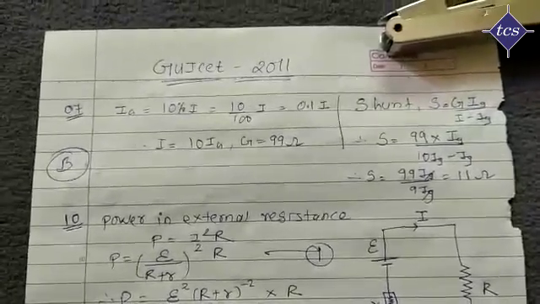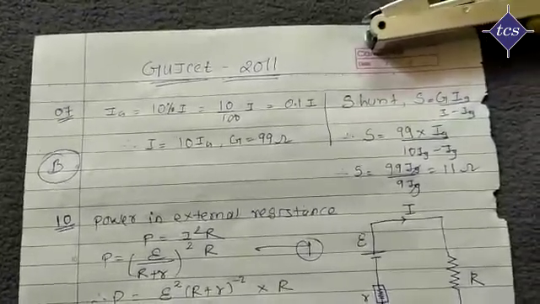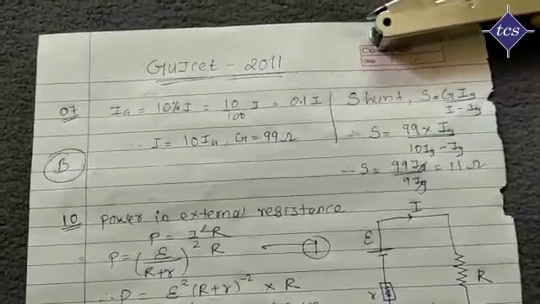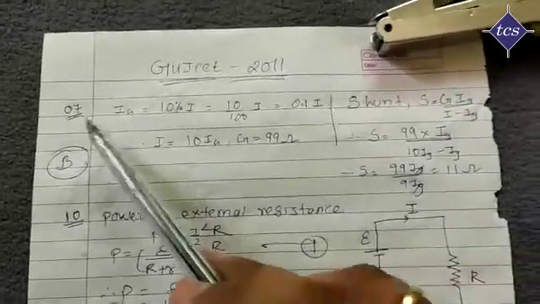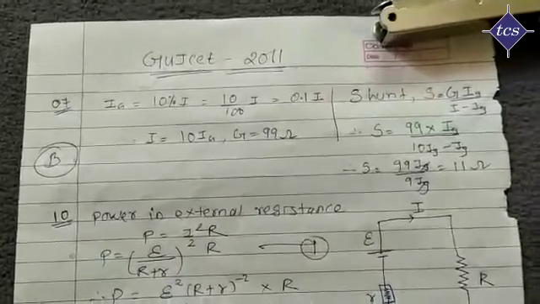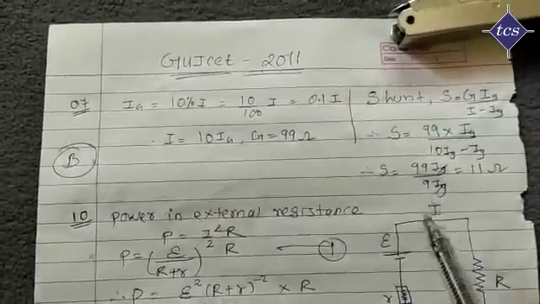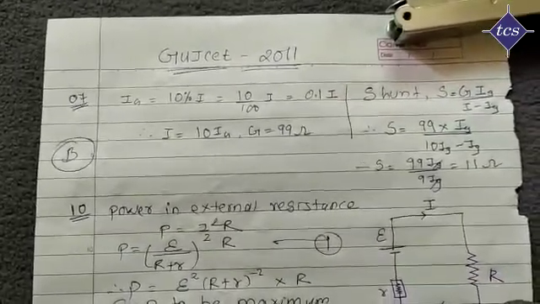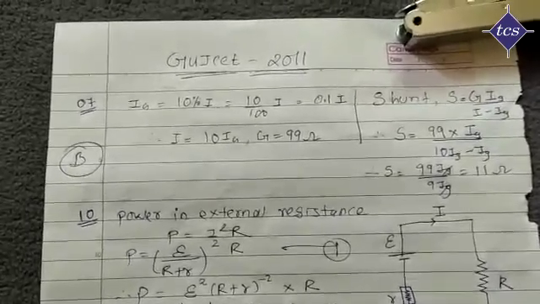Hello students, let us start solving some typical questions from the GUJCET 2011 board paper. We'll start with question number 7. To send 10% of main current through a moving coil galvanometer of resistance 99 ohm, the shunt required is dash.